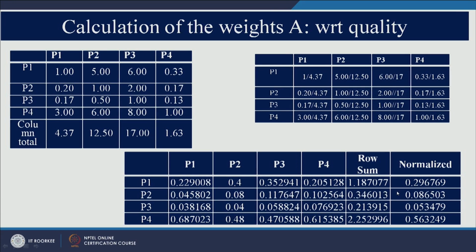So, if you look at the quality criterion, the most important project is P4, 0.56, because this value is highest. The next important one is P1, then P2 and finally this. So, we will find out the weightages of all these projects with respect to other criteria as well, right. So, this was for quality criterion.